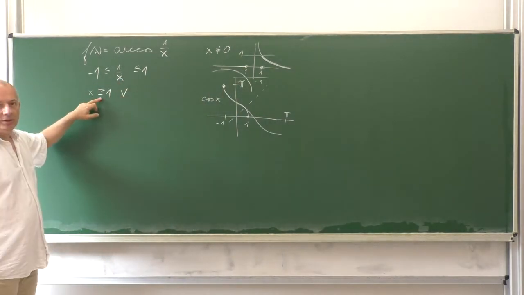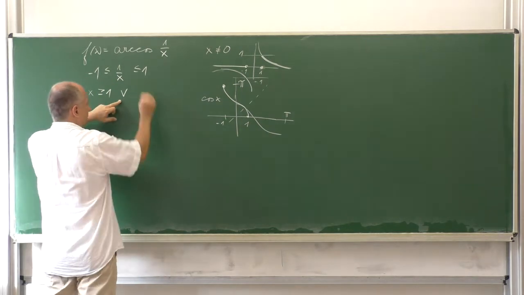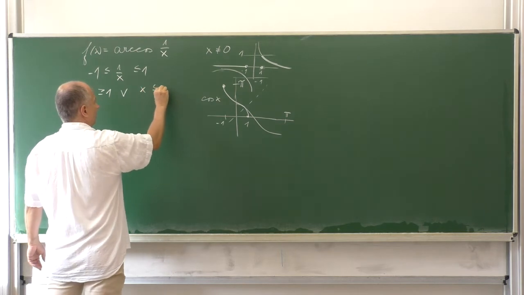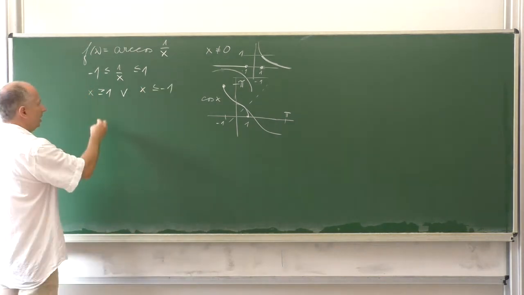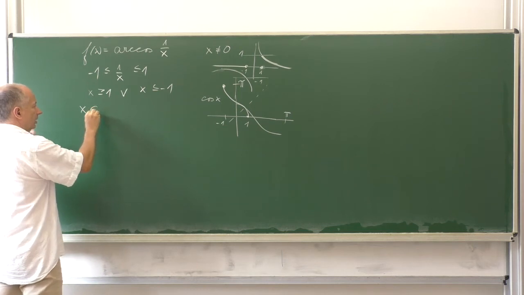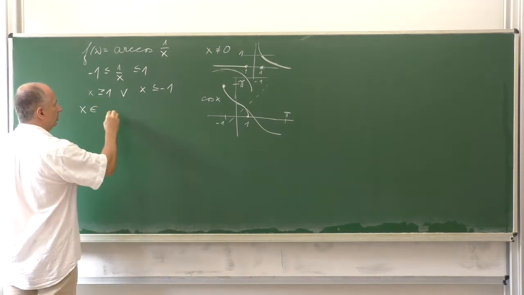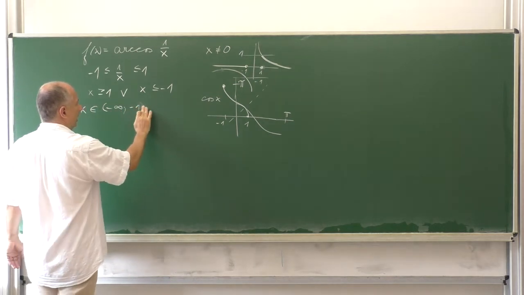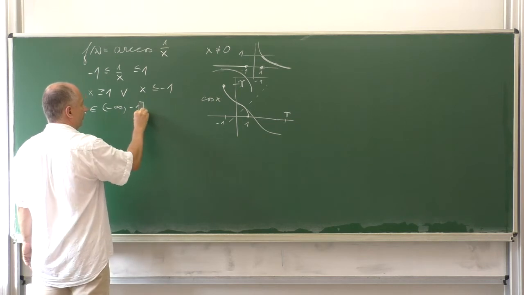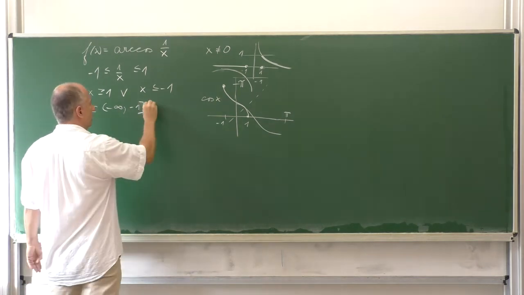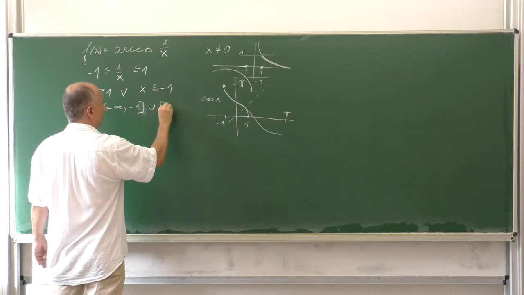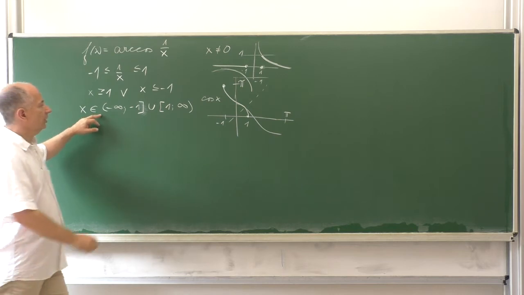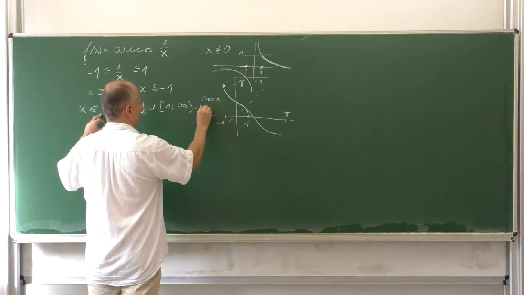So x must be greater than or equal to 1, or x must be less than or equal to -1. In other words, we can write that x must be from the union of these two intervals, from -infinity to -1, and -1 is accepted, so right closed, union from 1 to infinity. So this is the domain of the definition of the function f.